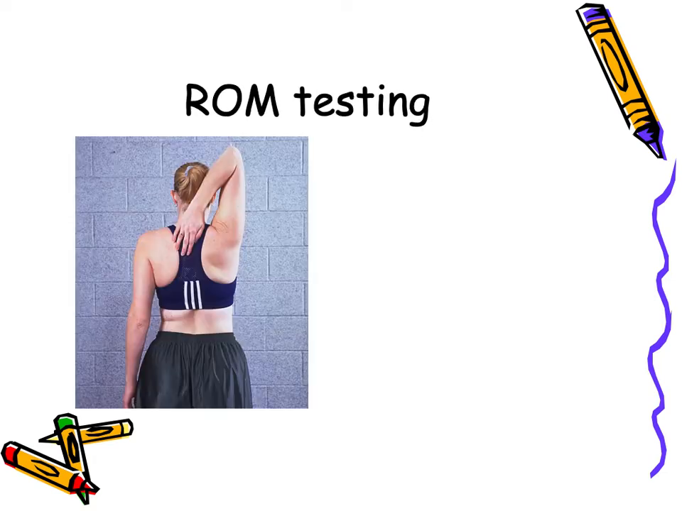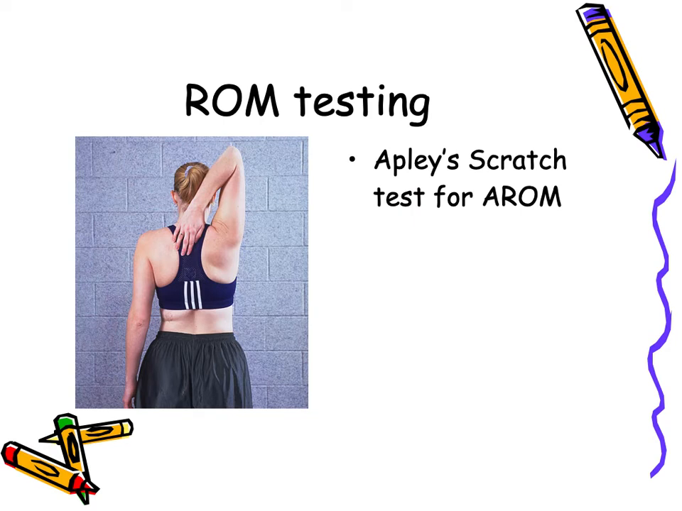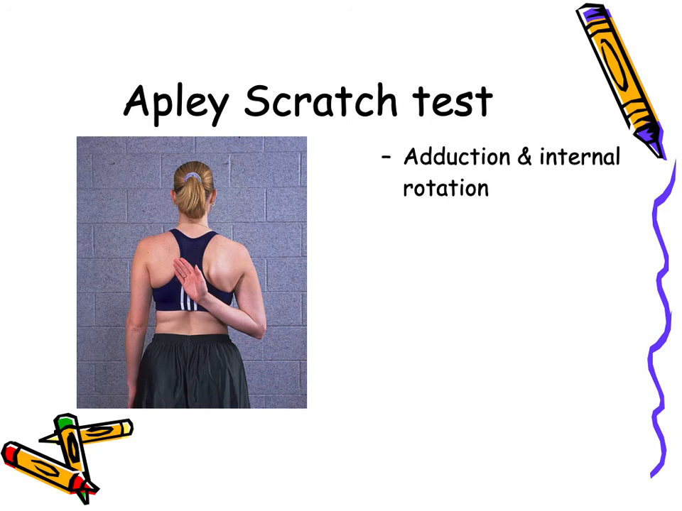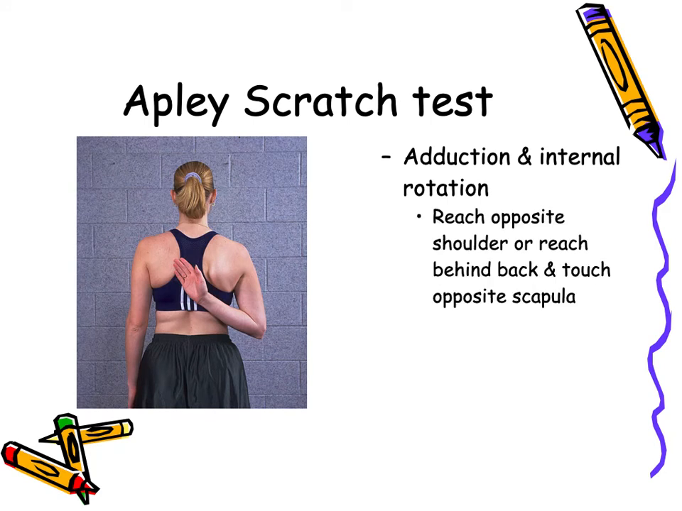Range of motion test, and here's a quick and dirty test. It's called the Apley scratch test for active range of motion. It tests abduction and external rotation. You have them reach behind the head and touch the opposite scapula, like shown in the picture. Then to check adduction and internal rotation, we have them reach behind the back and touch the opposite shoulder.